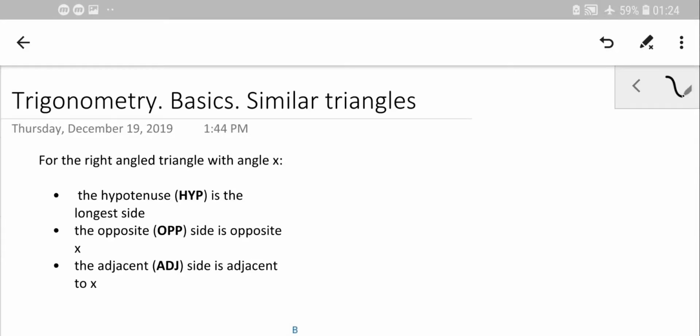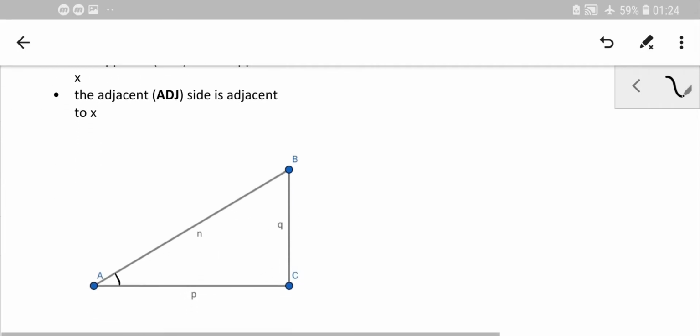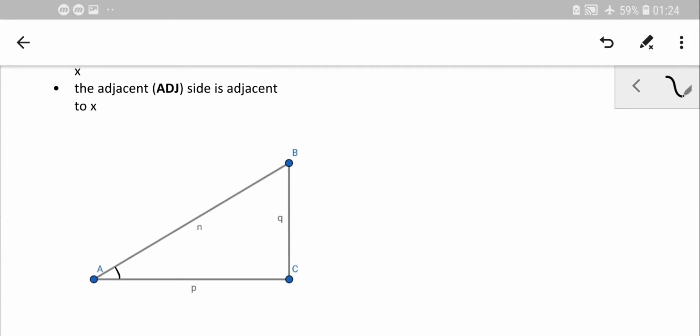Hello guys, welcome back to Trigonometry Basics, and today we're gonna go through a little bit of practice with exercises with given sides, and we'll be just manipulating in order to find unknowns. Alright, so we'll be using this triangle.